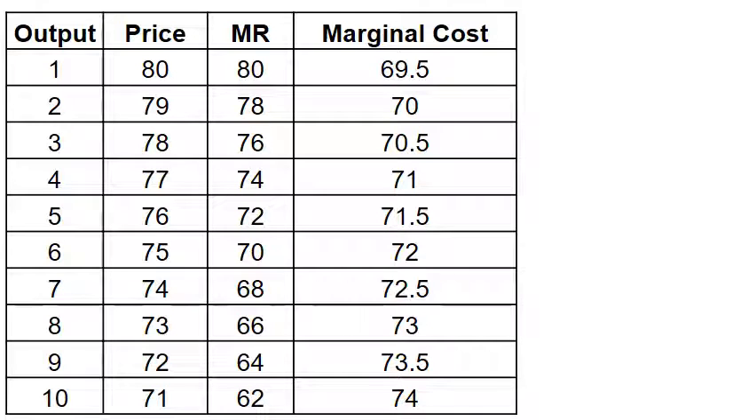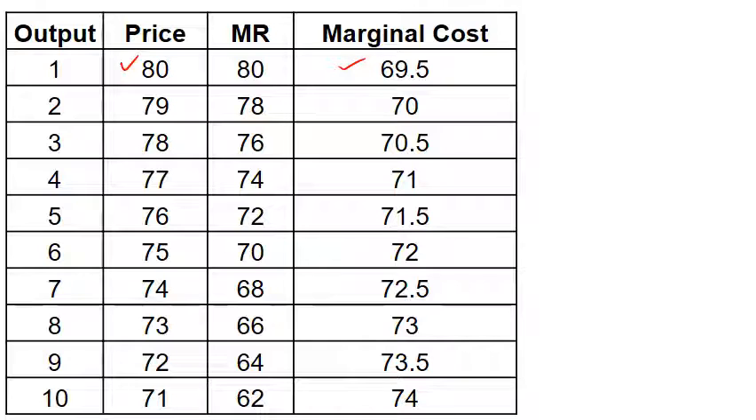So the first question is, how much would the industry produce if the industry was perfectly competitive? Well, we know that in perfect competition, price equals marginal cost. So we go down the table, we see that initially, price is 80, marginal cost is 69.5.